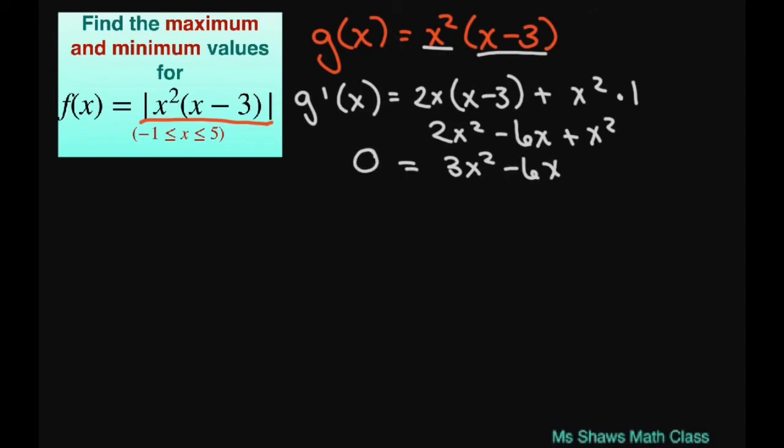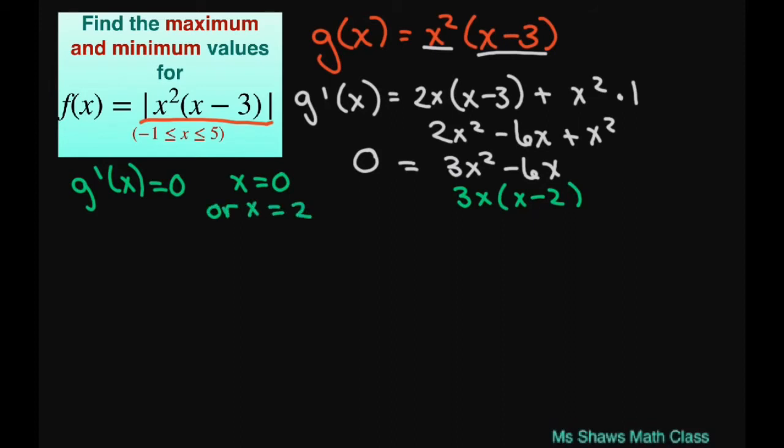Now we're going to set this to 0, and let's factor out a 3x. That's going to give you x minus 2. So basically, when g prime of x equals 0, we have x equals 0 or x equals 2. Now we also have to check -1 and 5. So these are critical numbers.